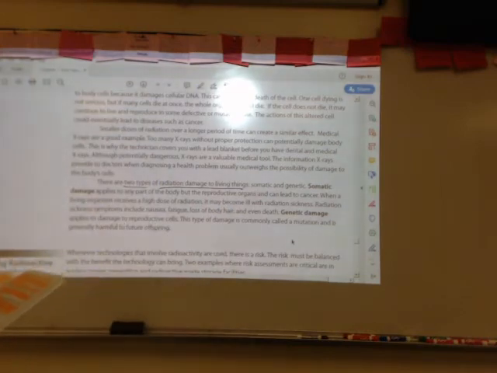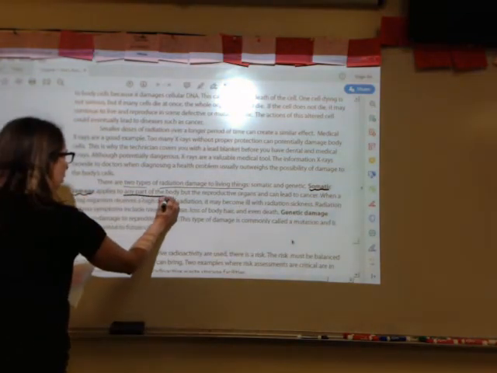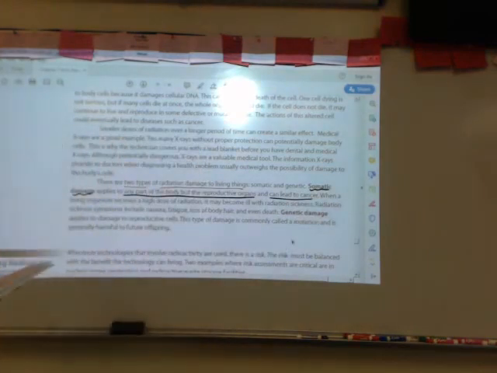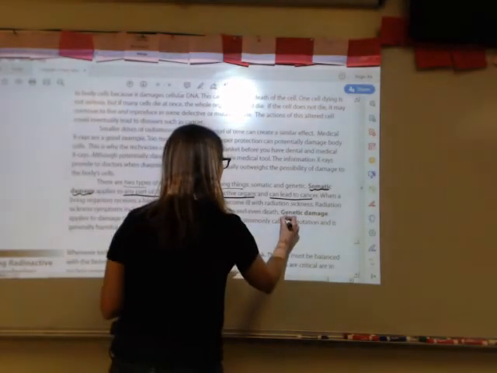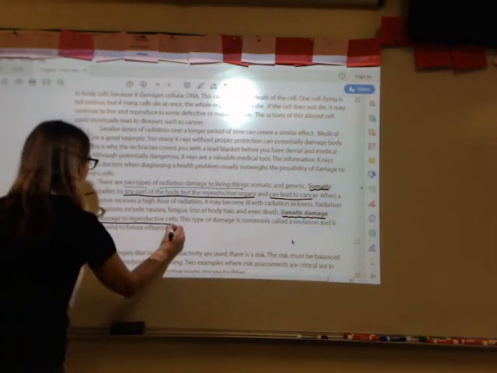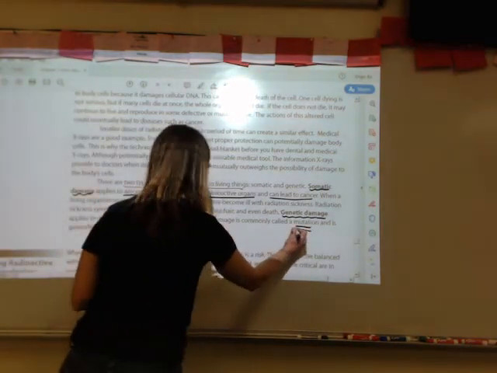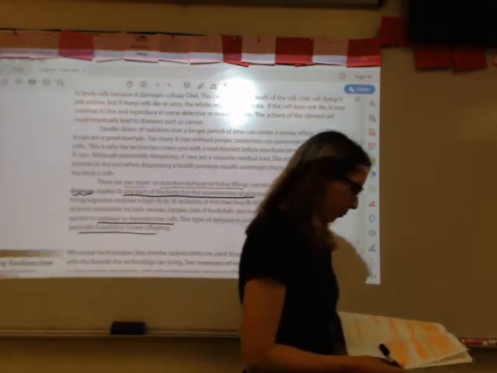These are somatic and genetic. Somatic damage applies to any part of the body but the reproductive organs and can lead to cancer. So if you get a high dose of radiation and get ill with radiation sickness, like nausea, fatigue, losing your body hair, or dying, that would be an example. The other one is genetic damage, which applies to damage of your reproductive cells. This is commonly called a mutation and is generally harmful to future offspring.